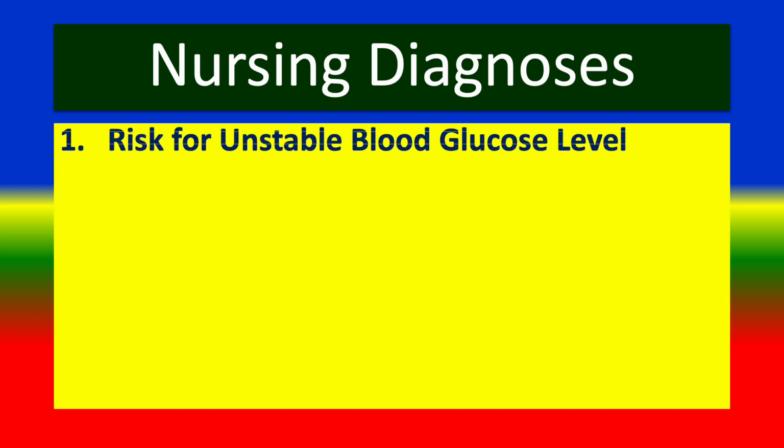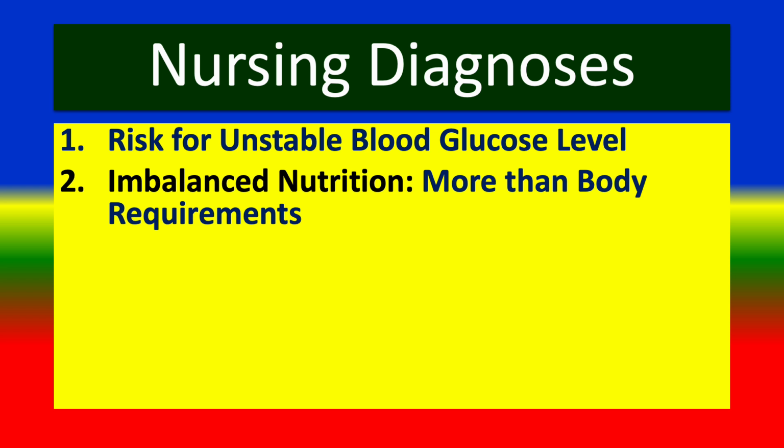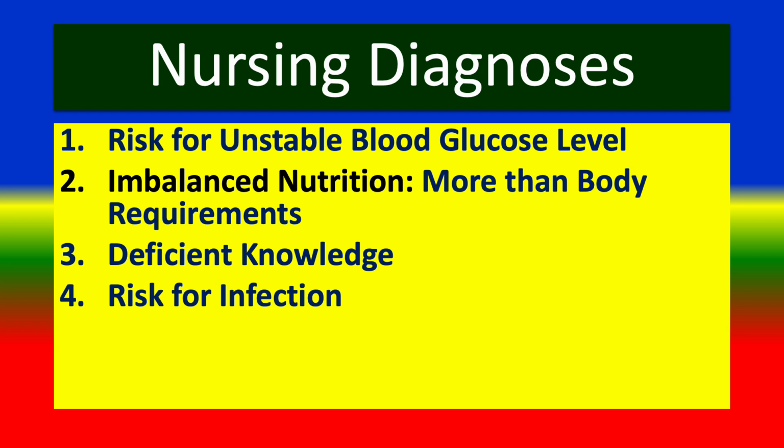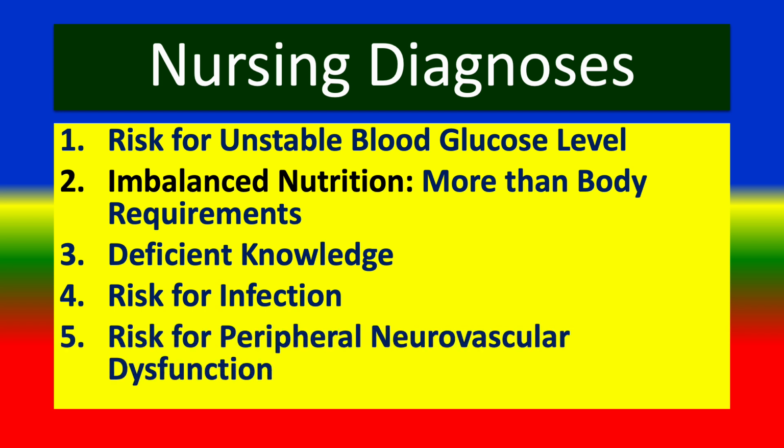Nursing diagnosis: 1. Risk for unstable blood glucose level. 2. Imbalanced nutrition more than body requirements. 3. Deficient knowledge. 4. Risk for infection. 5. Risk for peripheral neurovascular dysfunction.